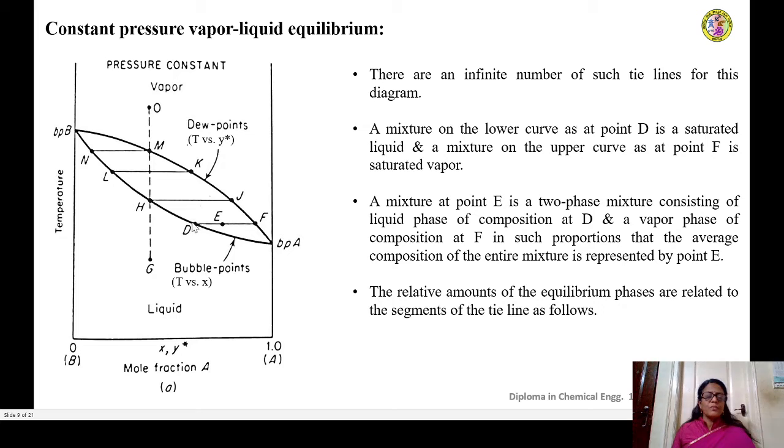The relative amounts of mixture having composition D and having composition F can be found out by the distance of the tie lines from D to E and E to F by this following relationship. So moles of D divided by moles of F, that is required to create a mixture represented by point E, for example, equals line EF divided by line DE. So this is how we can use the diagram to find out the relative amounts of equilibrium phases to get an equilibrium vapor liquid mixture.